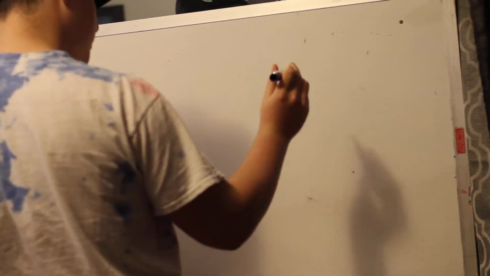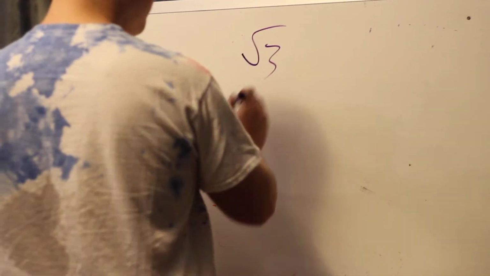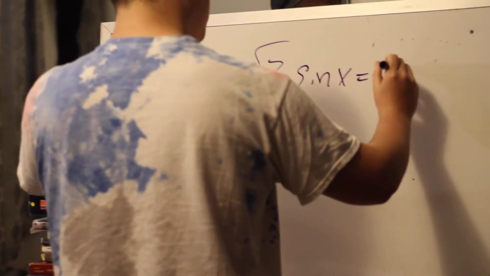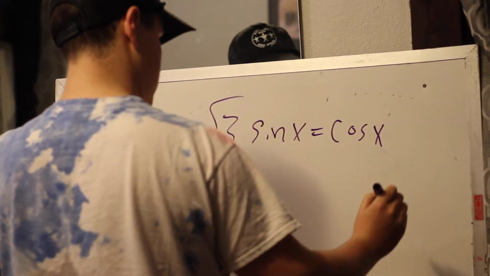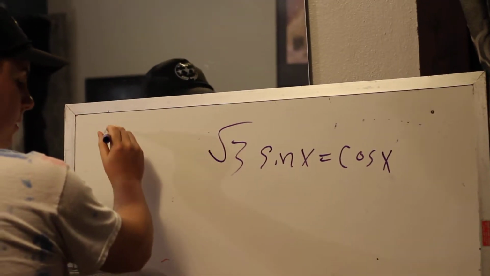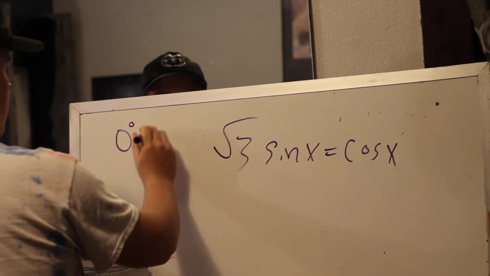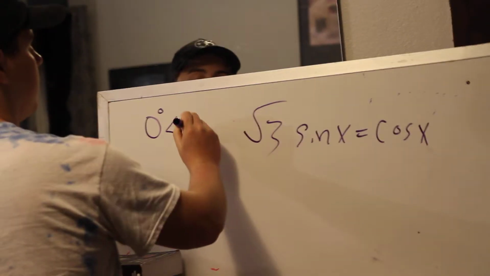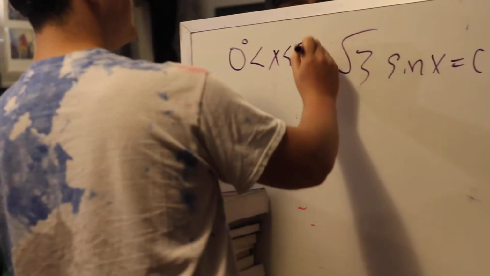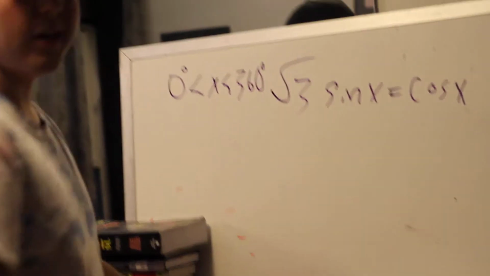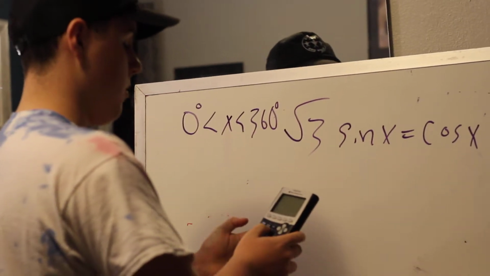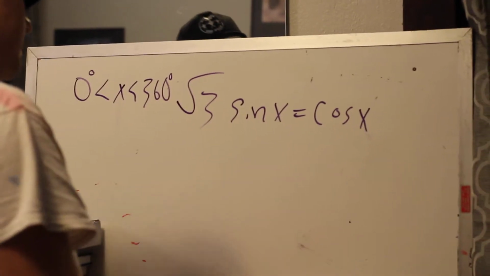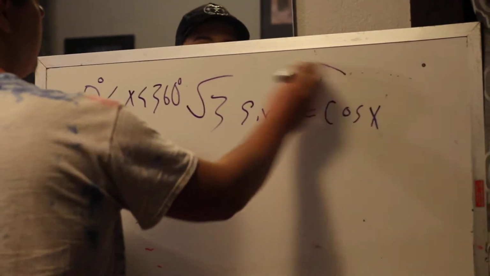Find the exact solution of square root of 3 sine x equals cosine x with the domain of 0 degrees to 360 degrees. As I said earlier, we are in radians, but because they give our domain in degrees, I highly suggest turning your calculator into degree mode. Mode, degree. From here, we know this.